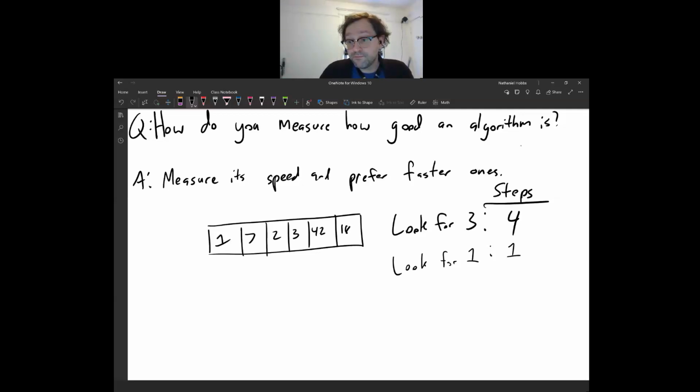Now this algorithm, it's the same algorithm, right? I mean, the algorithm is just the process that you follow. Given an input, you follow these steps, and then you produce an output. You use the same algorithm for both of these, right? Mm-hmm.